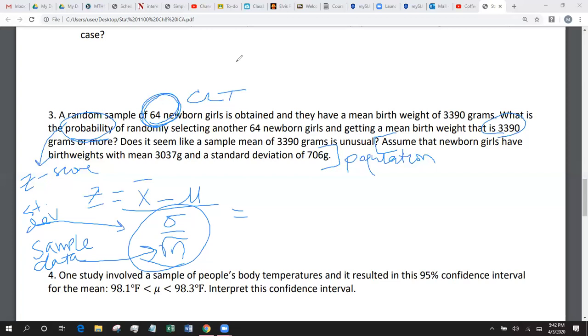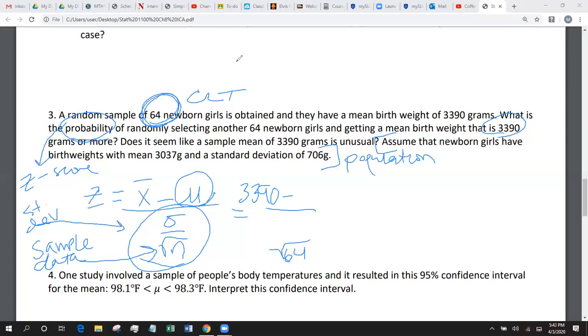So we need to start substituting in the values that we know. A random sample has a random sample of 64. It has a mean birth weight of 3,390. We're wanting to know if we select another 64, so I know this will be 64 as my n. What is the probability that they have a mean birth weight of 3,390 or more? So this last sentence gives us the value of mu that we need.